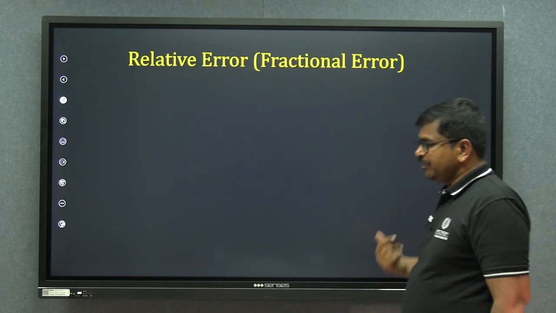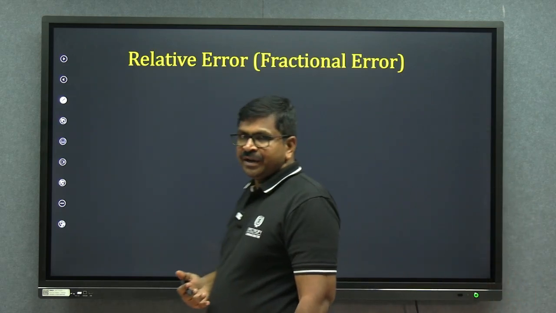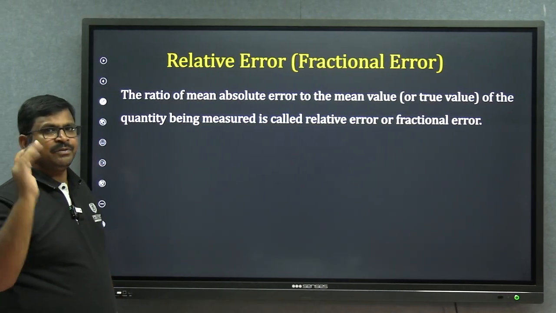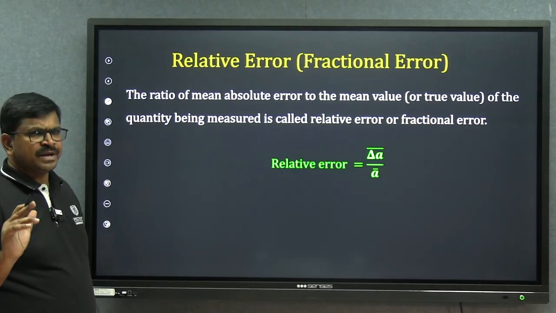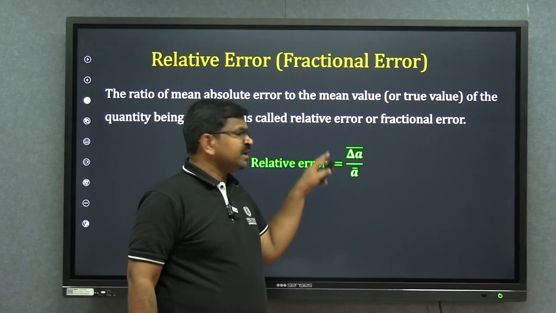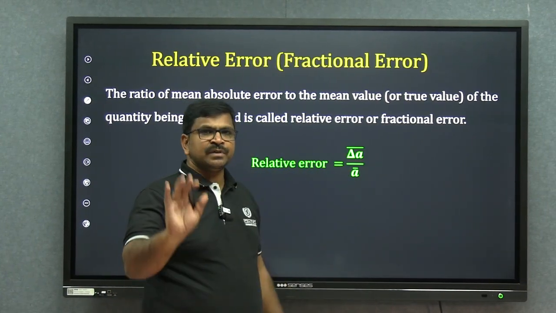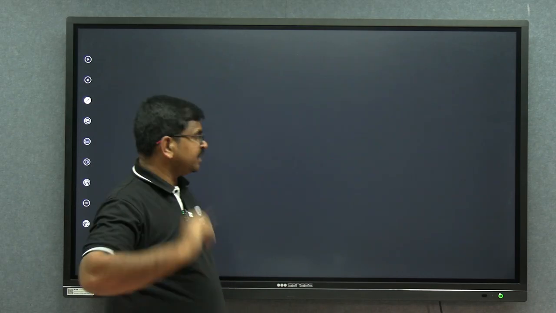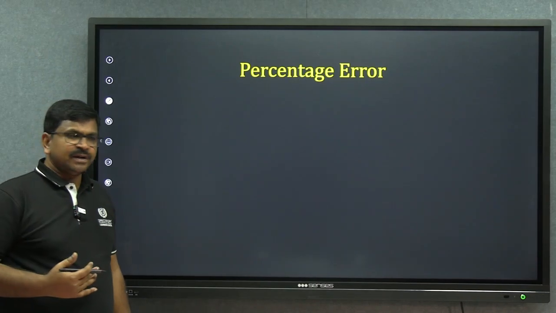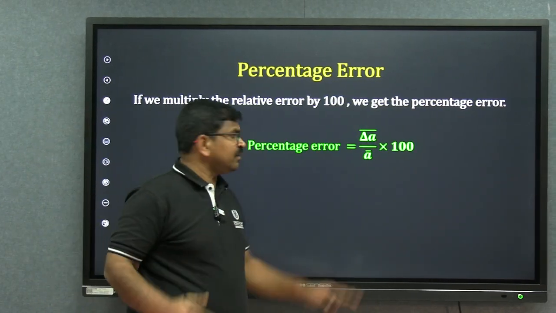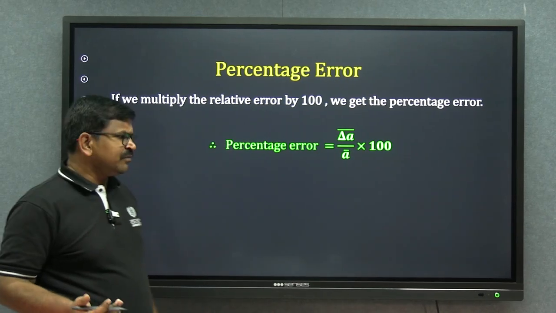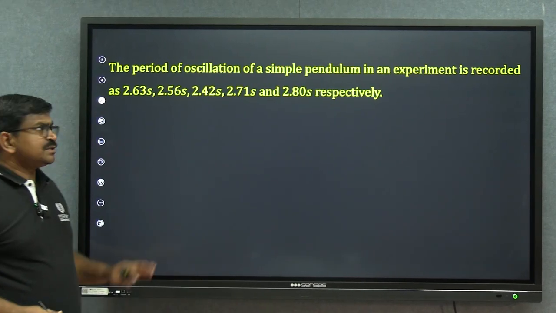Now, relative error. The comparison of the absolute error with the true value is called relative error or fractional error. Only comparison. Comparison means, in mathematics, a ratio. The mean absolute error is compared with the true value, that is your relative error or fractional error. And the next thing will be percentage error. This relative error, normalized or expressed with reference to 100, is called the percentage error. They are very simple. Now, let us try to understand.